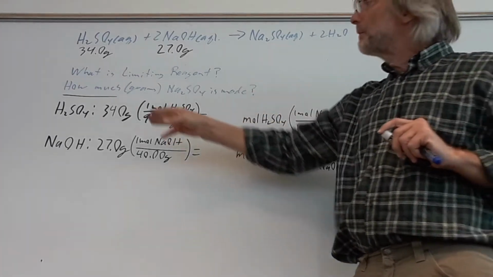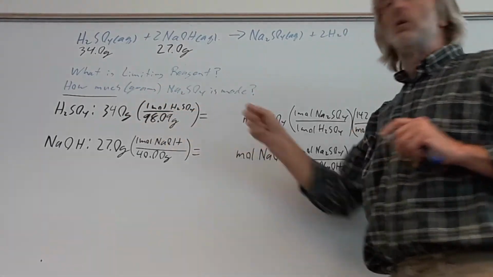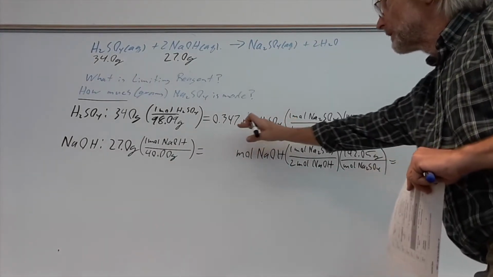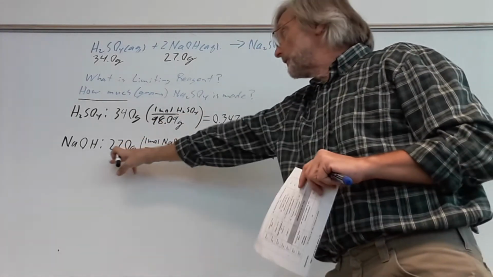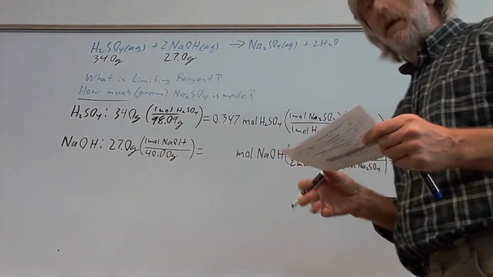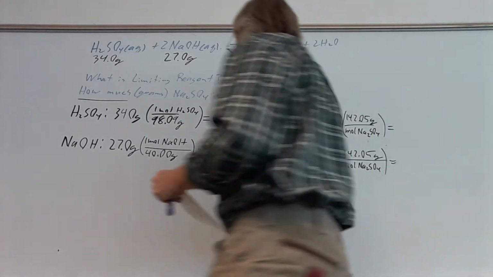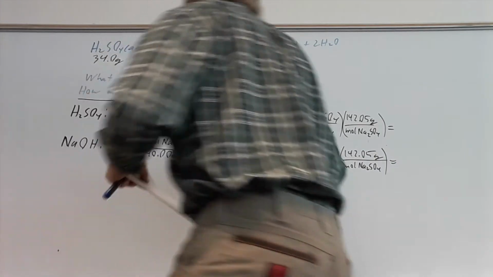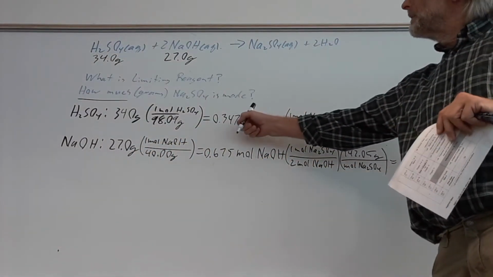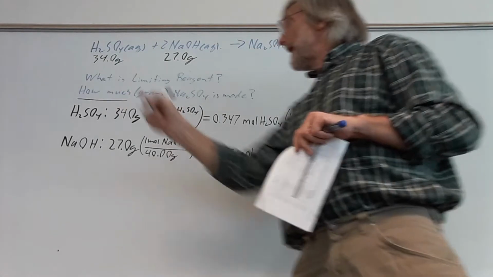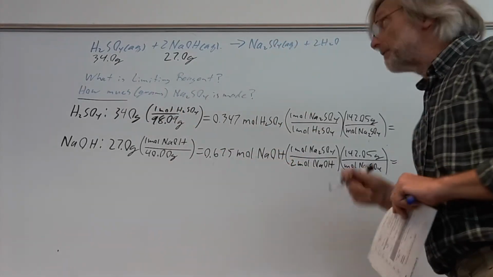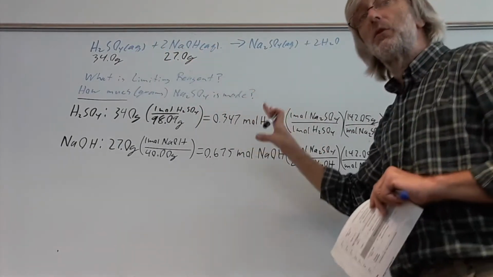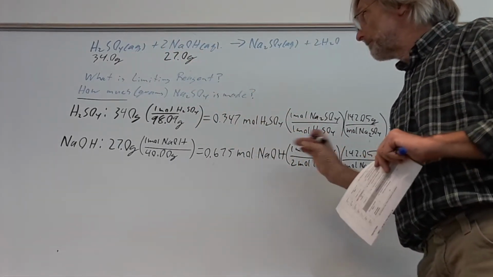So we do mass divided by molar mass to get moles. That gives us 0.347 moles of the sulfuric acid. For the sodium hydroxide, we take the 27 grams divided by its molar mass, 40 grams per mole, and we get 0.675 moles of sodium hydroxide. If this was a one-to-one reaction, we could compare the moles directly to figure out what is the limiting reactant. It's not one-to-one, so we can't do that. I'll show us a shortcut that we can do in a little bit.